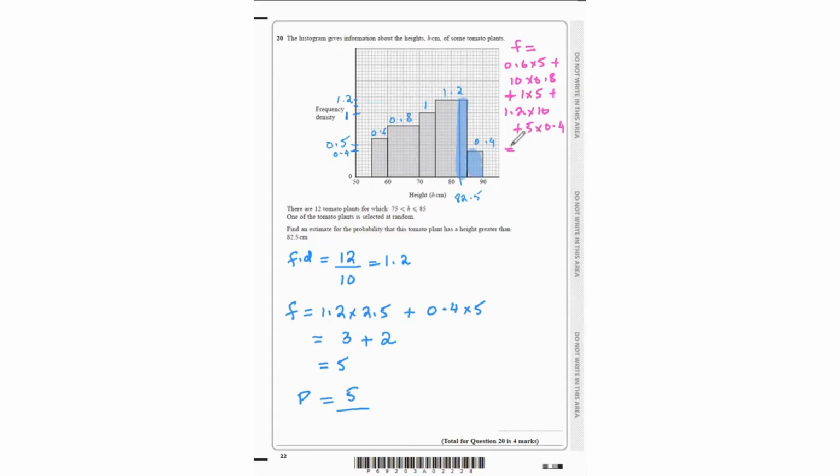That gives us 3 plus 8 plus 5 plus 12 plus 2. 10, 22, plus 8, 30. So total frequency is 30. So the probability is 5 out of 30, which simplifies to 1 over 6. That's your answer. So if you realize by now, they're not very difficult. If you understand the main thing, which is the frequency density part, you can easily solve it because the method is still the same for all of them.